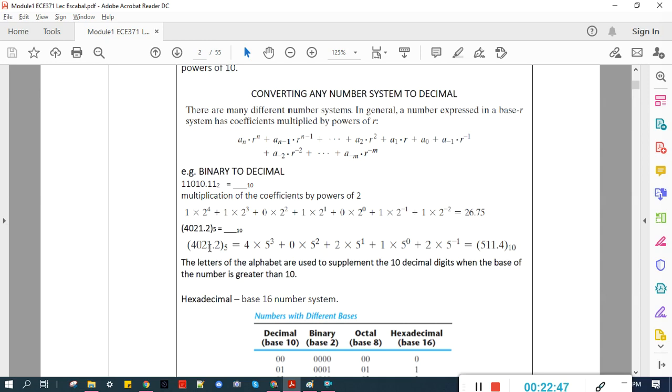For 1, it must be 1 times 5 to the power 0. So 0, 1, 2, 3. Then for 2, that's negative 1, so 2 times 5 to the power negative 1. If we evaluate this expression, the result is 511.4 base 10.